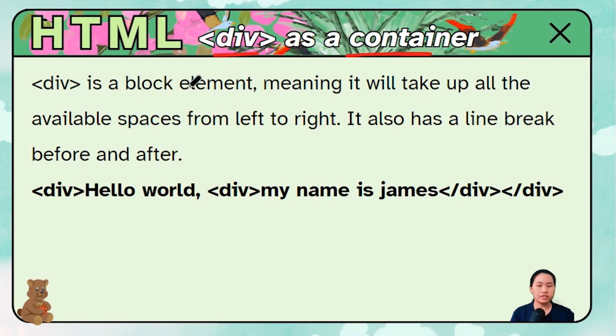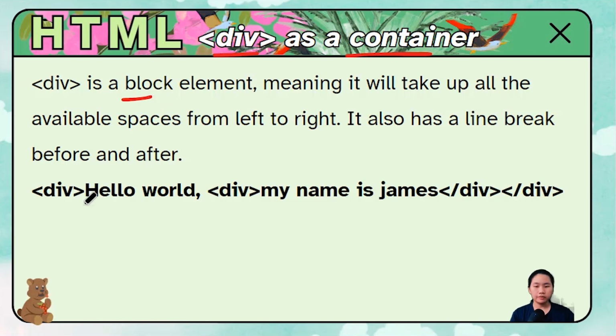First of all, div is a block element. I'm going to explain that in a bit, what a block element does. Basically, it will take up all of the available spaces from left to right. Okay. It also has a line break before and after. So if you have multiple divs in your HTML file, they will be displayed top to bottom, right? Because of the line breaks.